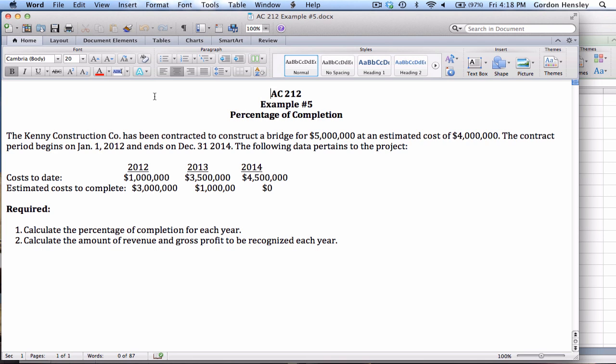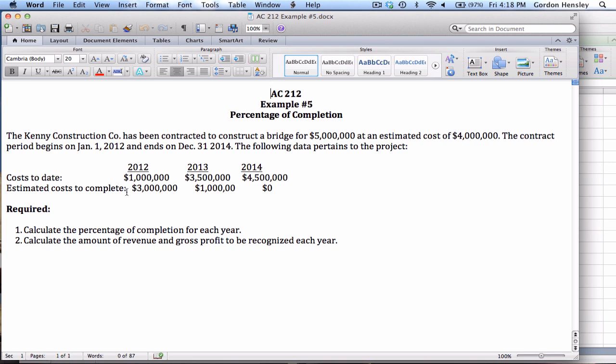The contract period begins January 1st, 2012 and ends on December 31st, 2014, and the following data pertains to the project. So it's essentially a 3-year project, 2012, 13, and 14. Cost to date, by the end of the first year they've spent $1 million. By the end of the second year they've spent $3.5 million. By the end of the third year they've spent $4.5 million. Notice by the end of the third year they actually spent a little more than they originally planned, and usually that does happen on these types of projects.